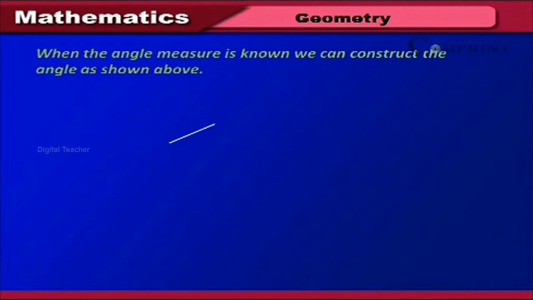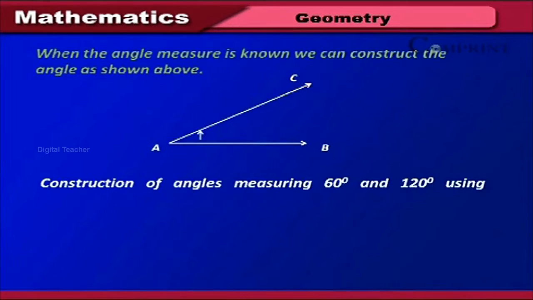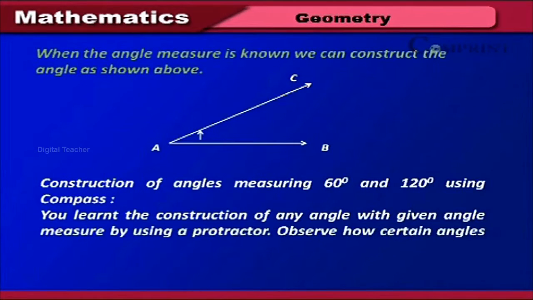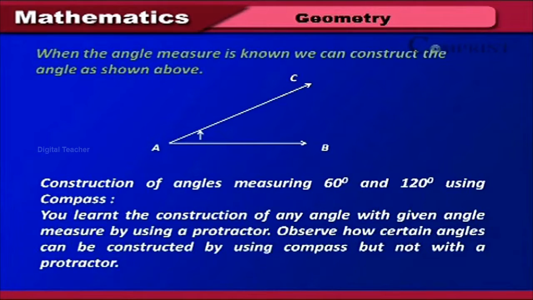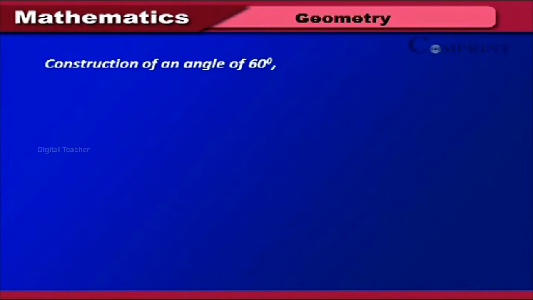Construction of angles measuring 60 degrees and 120 degrees using compass. You learnt the construction of any angle with given angle measure by using a protractor. Observe how certain angles can be constructed by using compass but not with a protractor. Construction of an angle of 60 degrees.